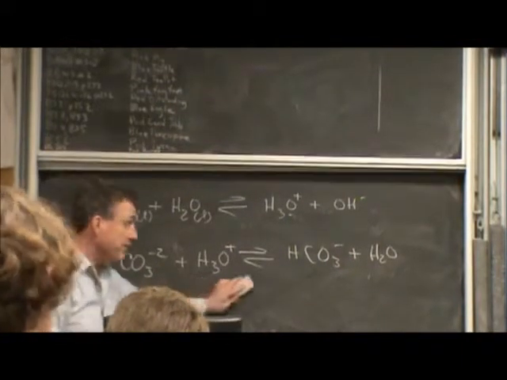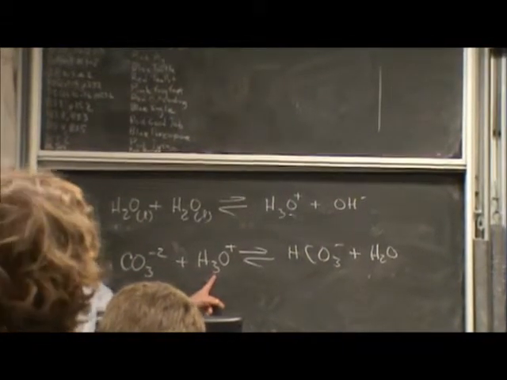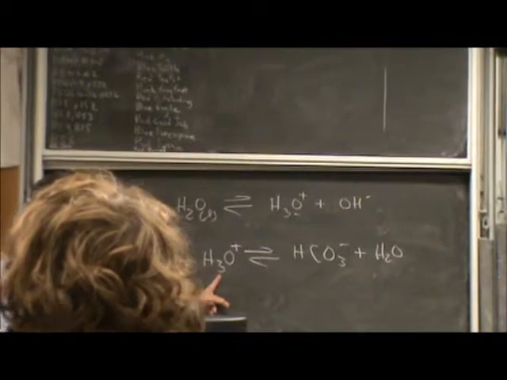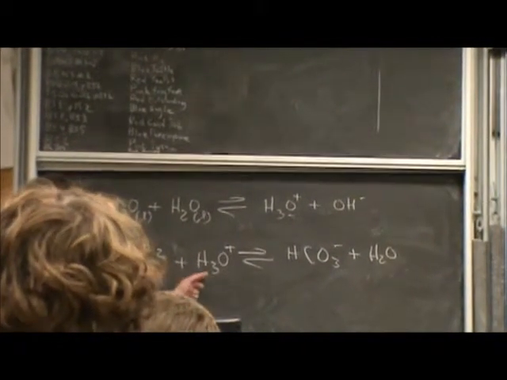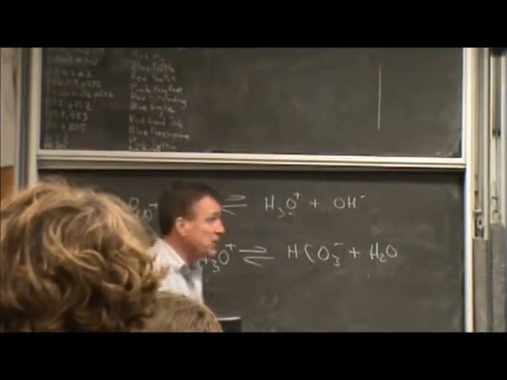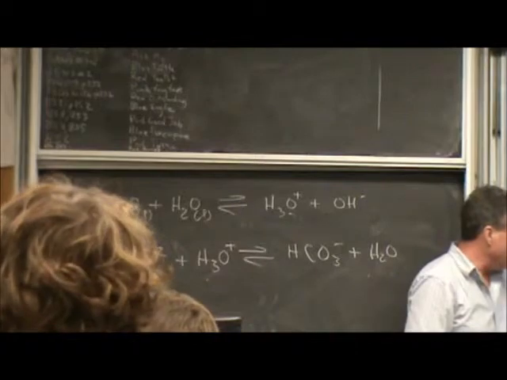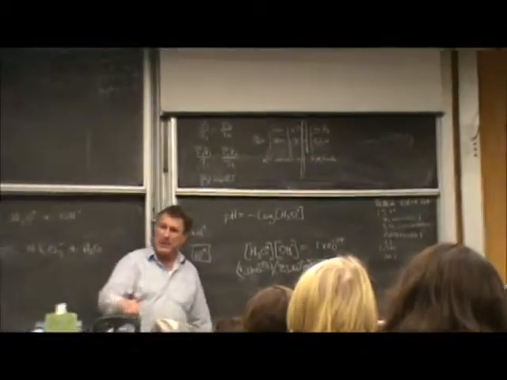Here's the key, folks. If I add carbonate ions to water, what's going to happen to the hydronium ion concentration? It's going to go down. Carbonate ion is going to take hydrogen ions away from hydroniums and make the concentration go down. If the concentration of hydronium goes down, the concentration of hydroxide goes up, and the pH ends up being less than 7, doesn't it?